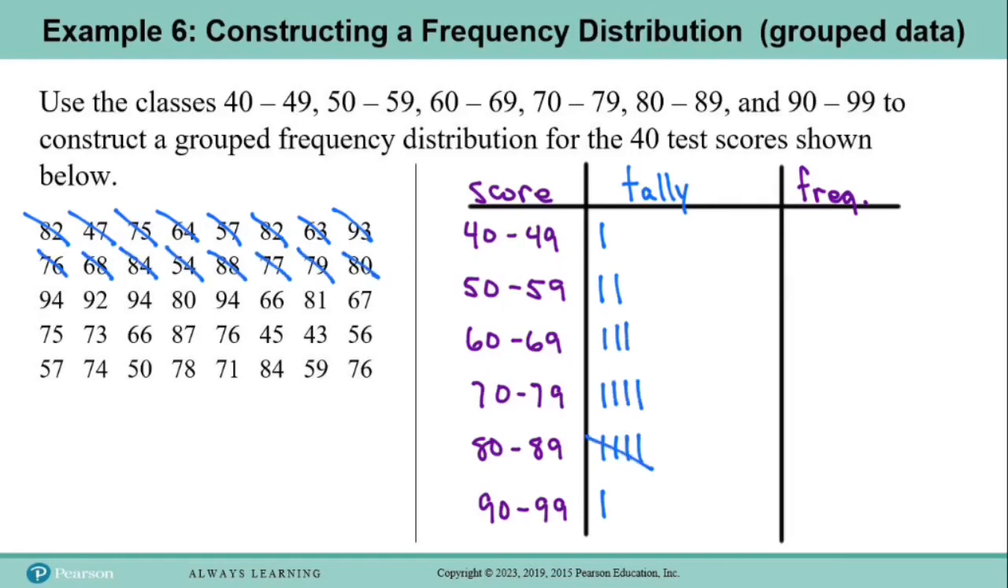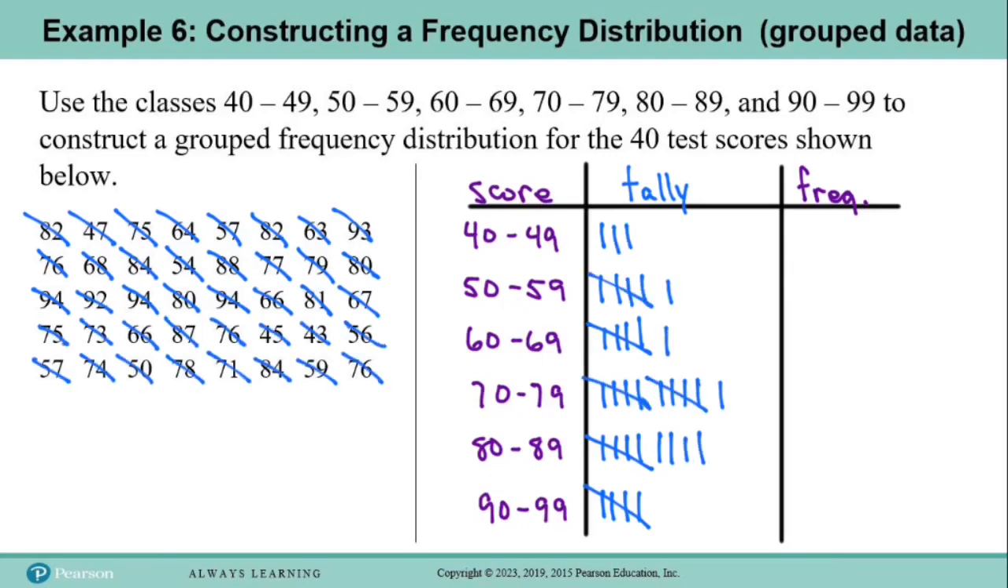Okay, by the time you get to the end of the second row, you should have 5 numbers in the 80 to 89 class. So here's how my tally marks look at the end of the third row, and at the end of the fourth row, and at the end of the fifth row. And so our frequencies are going to be 3 scores in the 40 class, 6 scores in the 50 class, 6 in the 60s, then 11, then 9, and then 5.